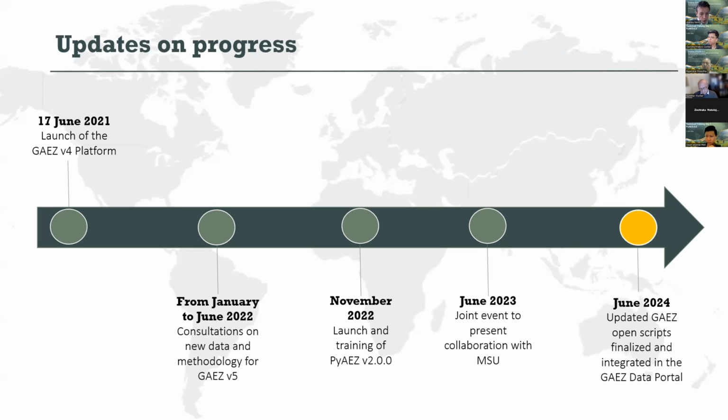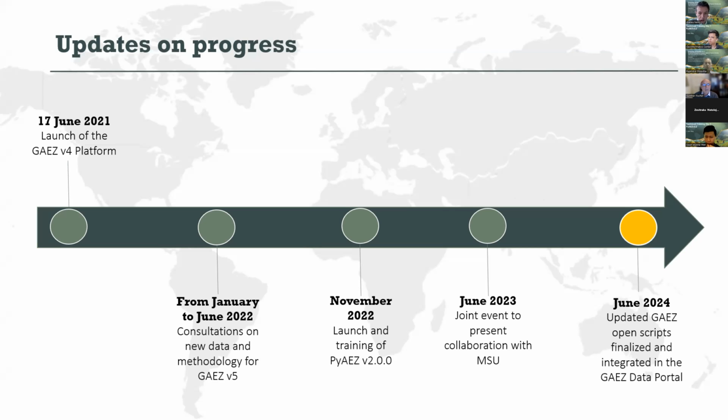In November 2022, PyAEZ version 2 was launched, and some trainings were organized. And the idea of PyAEZ is to maximize the possibility that, in addition to the global data, you can have national specific or regional specific agro-ecological zoning applications that better match your needs, taking into consideration that the data at national or regional level may not be fully harmonized with the global ones, or the access may not be provided when we do global calculations.